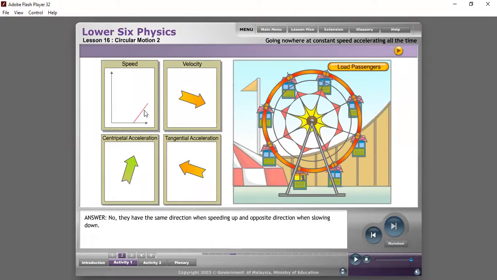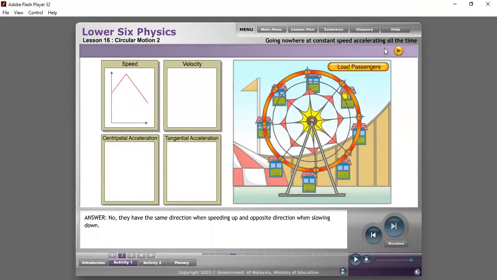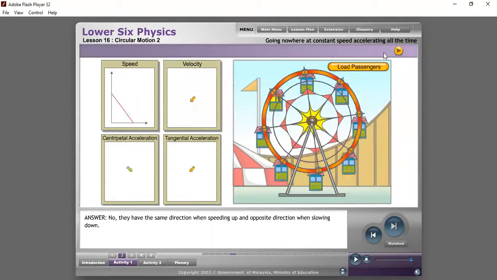Now when the speed increases, the tangential acceleration and the velocity are always in the opposite direction. So what happens when the speed goes down? This means the speed is reduced, and they will be in the same direction. They will be in the same direction when reduced, and in the opposite direction when increased.